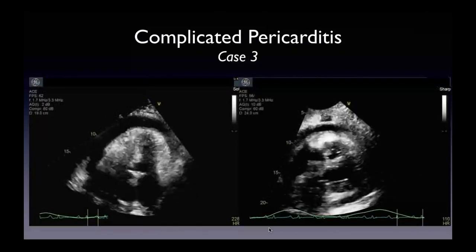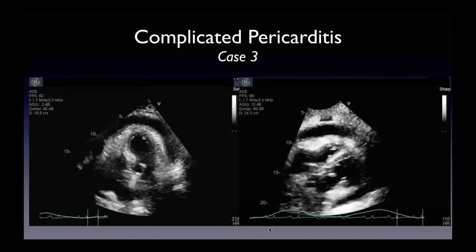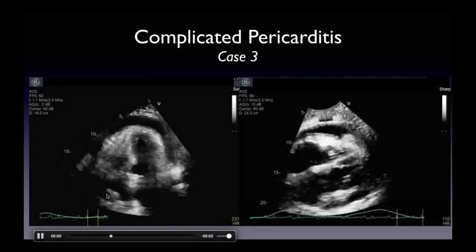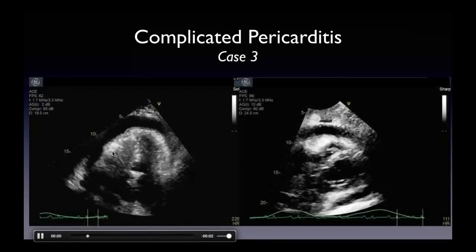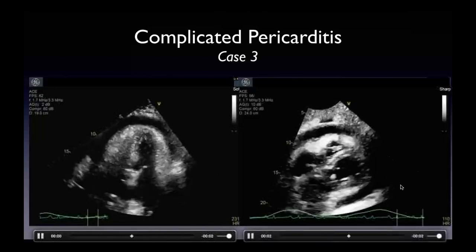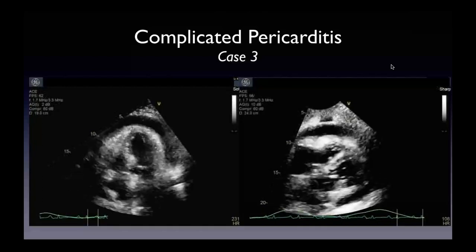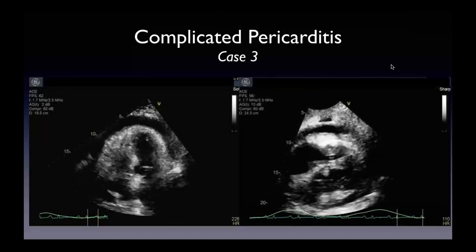Here's the apical four and the subcostal view showing a moderate to large circumferential pericardial effusion. Difficult to know if there's any RV inversion. We know it's fairly sensitive, maybe a little less specific. You don't see any RV inversion here. The patient is tachycardic, and I can tell you the IVC was dilated, and we know his JVP was elevated. So there was certainly concern of early tamponade physiology.